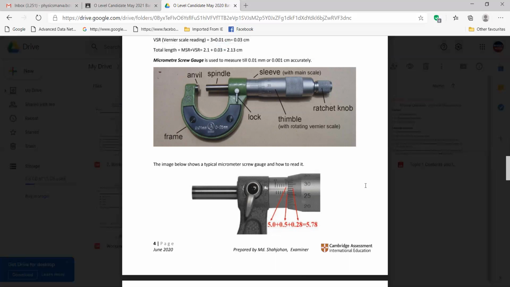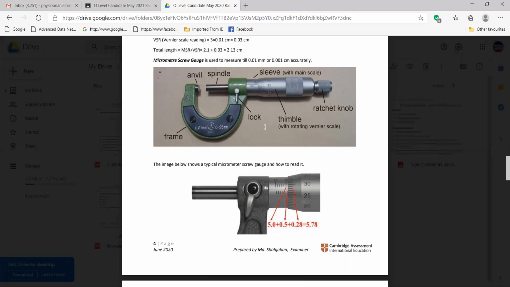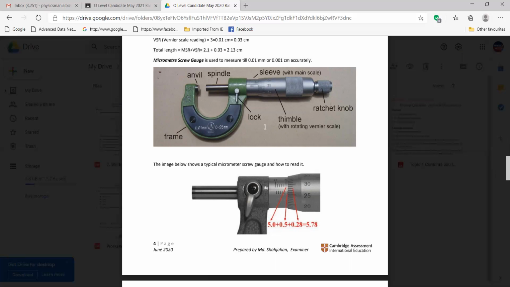Clear? Yes, sir. Clear. So here we gave one reading like the vernier calipers. We are keeping the object in between these two, the anvil and spindle. It can be one copper wire, very, very thin, right? That one we can measure the diameter of accurately using the micrometer screw gauge. So how do we get the reading? Here we look, we have main scale reading, right?